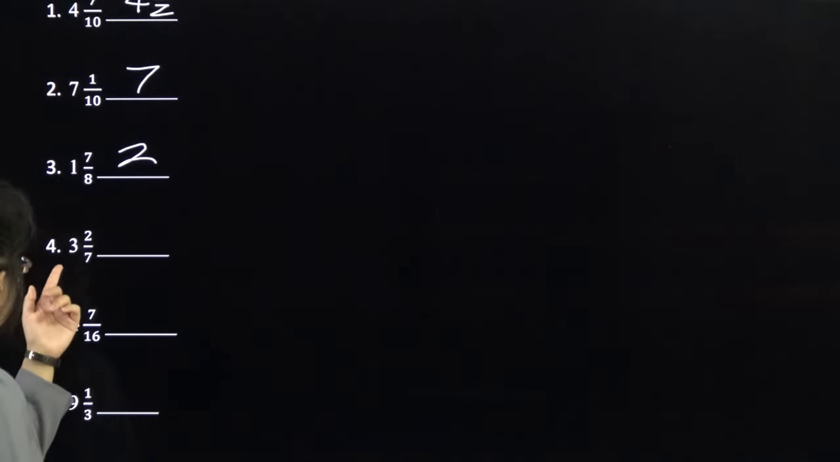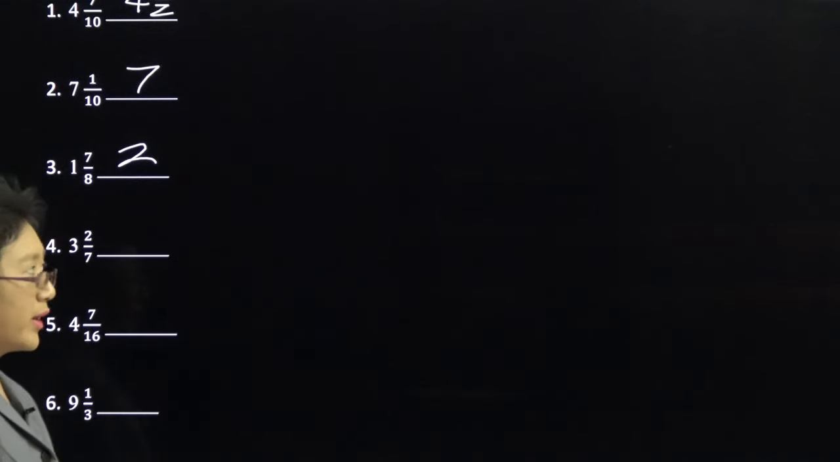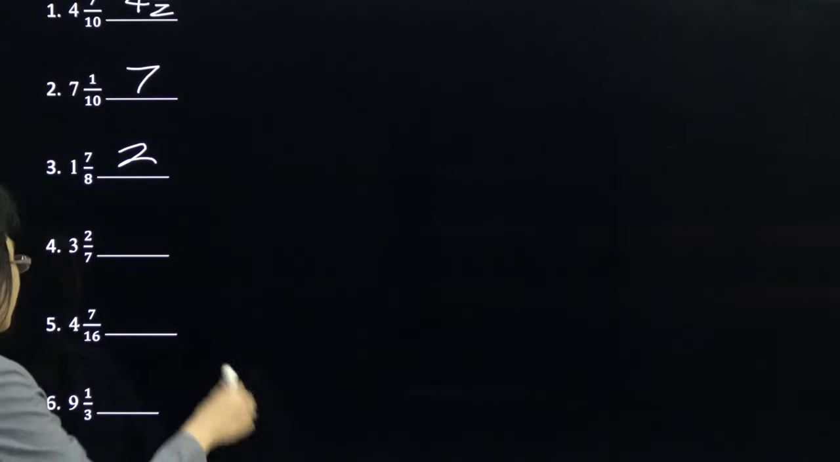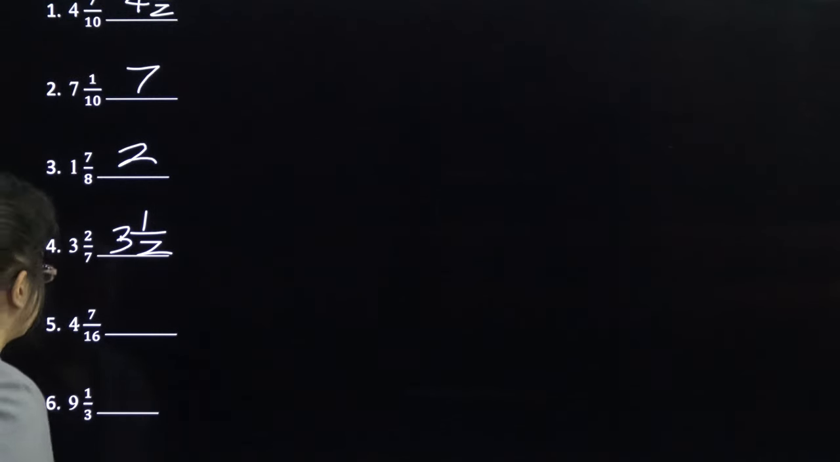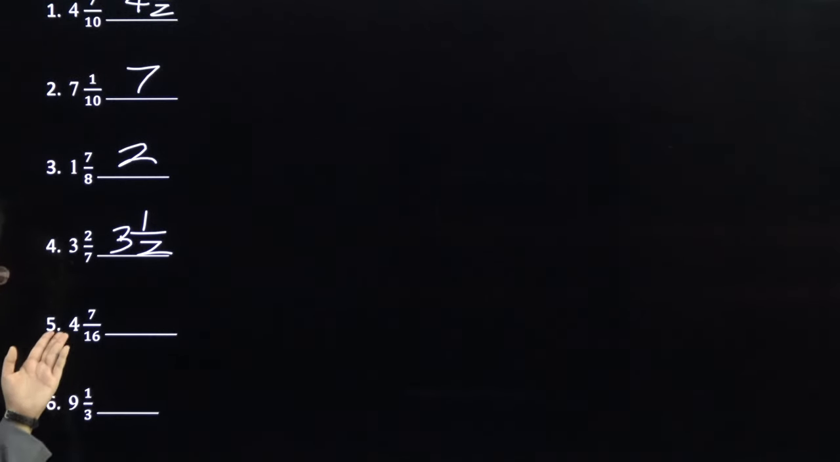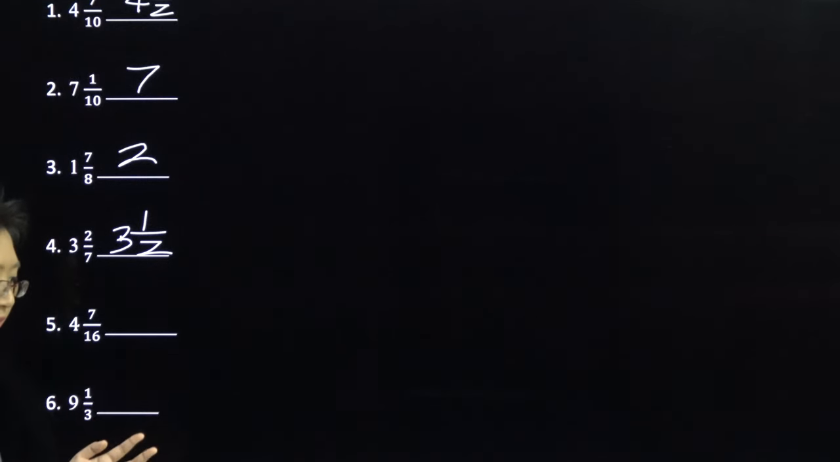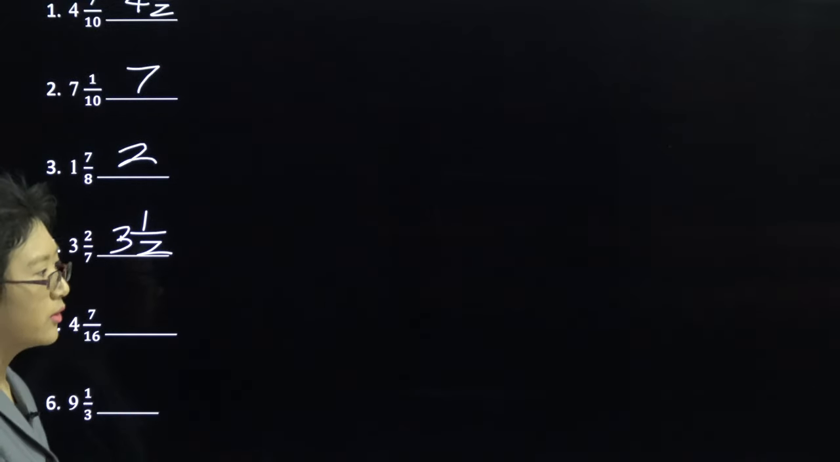We move on to 3 2/7. We can round down or to half. Half of 7 is 3.5, which is a little closer than 0. So we're just going to round to half. Here it's 4 7/16. Half of 16 is 8. So 7/16 is very close to half. Therefore, we round to half.